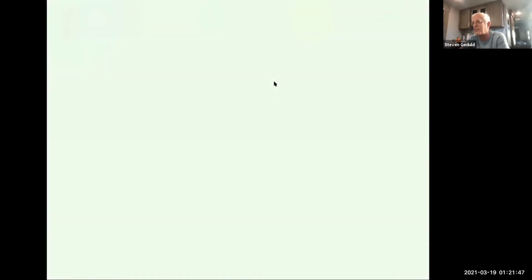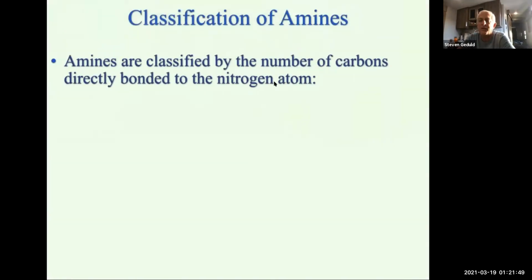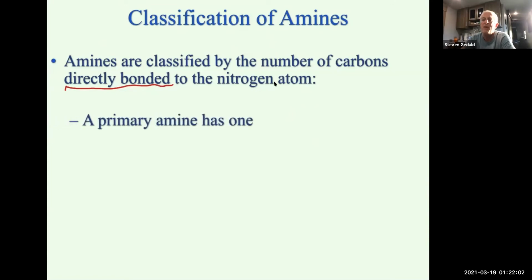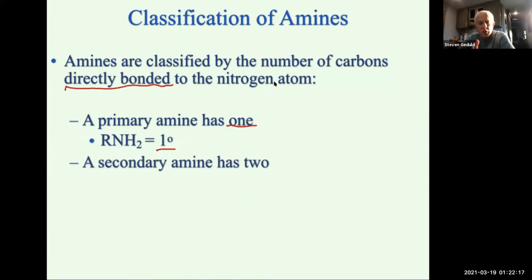There are different types of amines, so we're going to classify them. They're classified by the number of carbon atoms that are directly bonded to the nitrogen atom. A primary amine has 1 R group attached: R and NH2. So one of the hydrogens has been replaced with an R group. A secondary amine has 2 R groups replaced, so 2 of the hydrogens are gone and now you've got the 2 R groups.